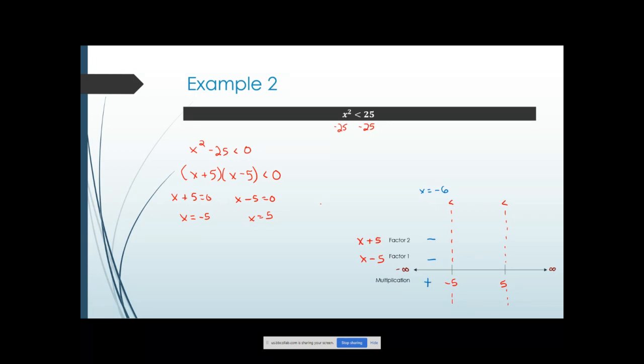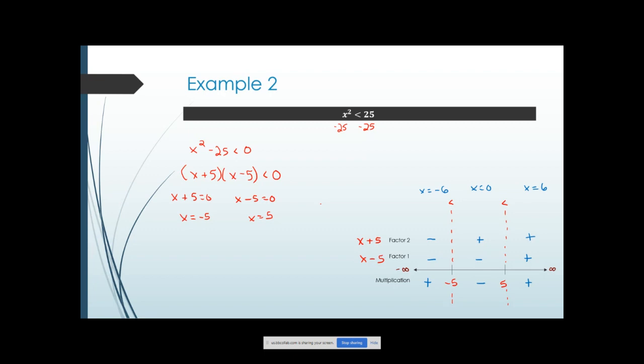Now I need to pick a number between negative 5 and 5. So whenever possible, I'll pick 0. So if x is 0 and I plug it into each factor, 0 plus 5 is 5, which is positive. 0 minus 5 is negative 5, which is negative. Positive times negative is a negative. And now I need a number larger than 5, so we can use 6. 6 plus 5 is 11, which is positive. 6 minus 5 is 1, which is positive. And a positive times a positive is a positive.